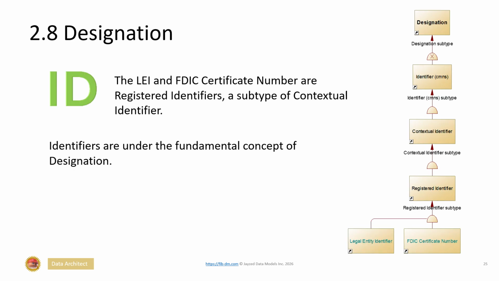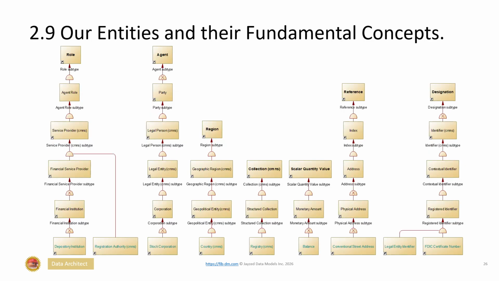The FDIC certificate and the LEI are registered identifiers, a subtype of contextual identifier, which is an identifier and rolls up to the fundamental concept of designation. And here at the end of step 2, we see all our 9 entities and their supertypes all the way up to the fundamental concepts.